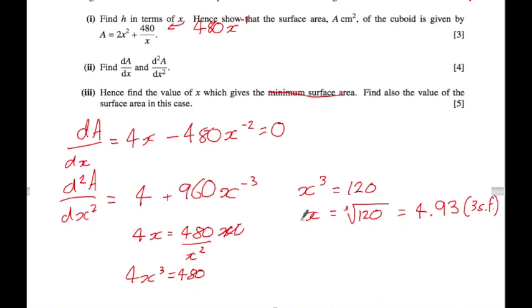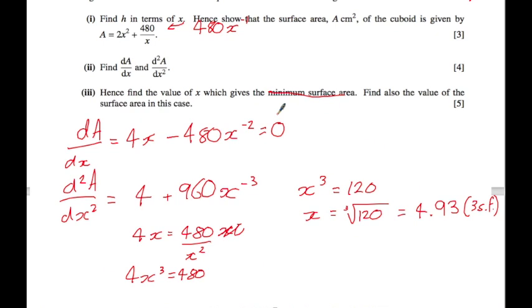Right, find also the value of the surface area in this case. So now I'm going to take this cube root of 120, so I'm going to put the exact number in my calculator again, and I'm going to do 4 answer minus 480 answer to the minus 2. That way we know we're going to get an exact answer.